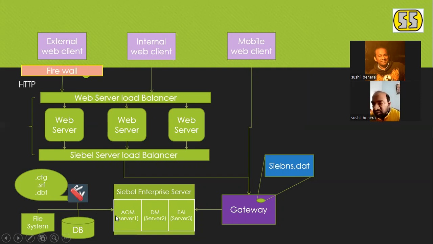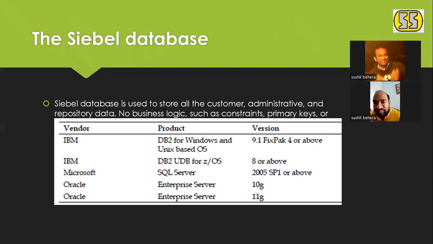Now, let's move to the next. Database: there are different varieties of database available in the market. So we have IBM DB2, we have Microsoft SQL Server, we have Oracle server.